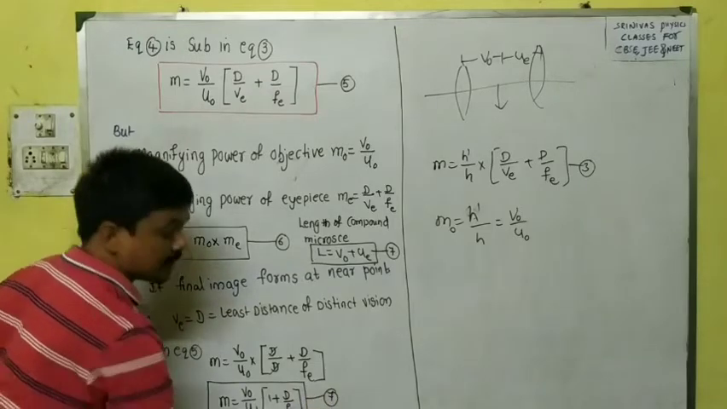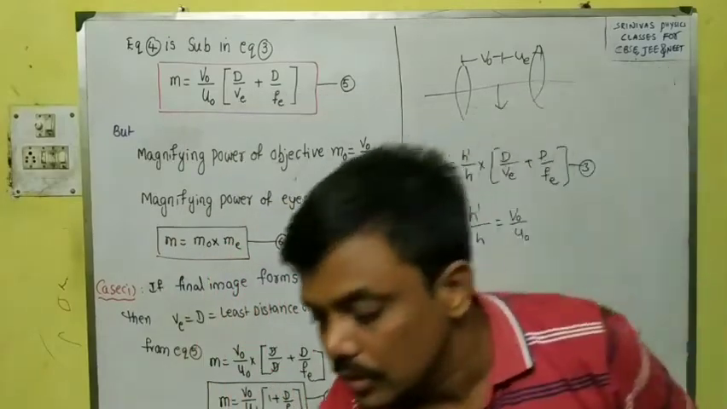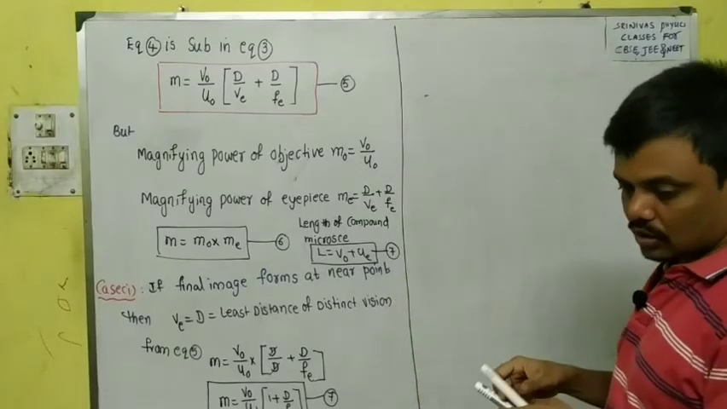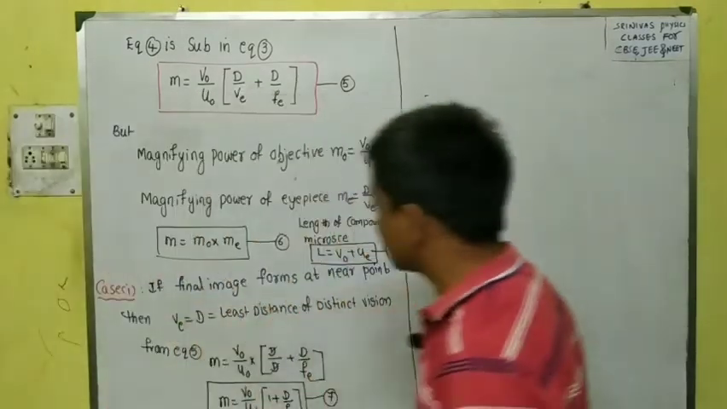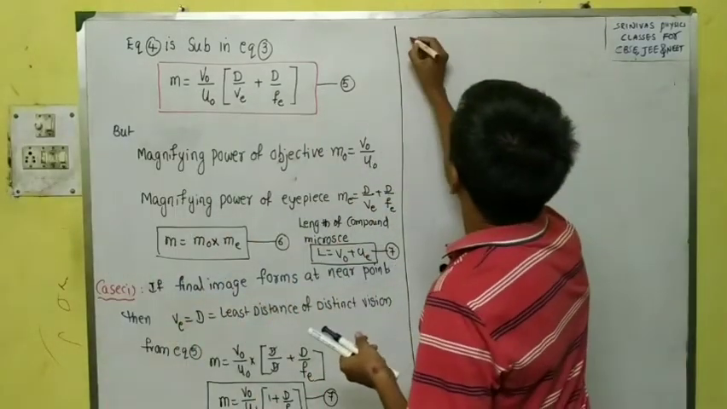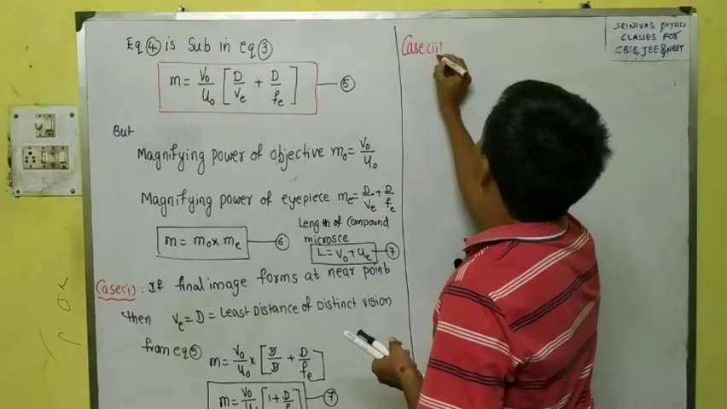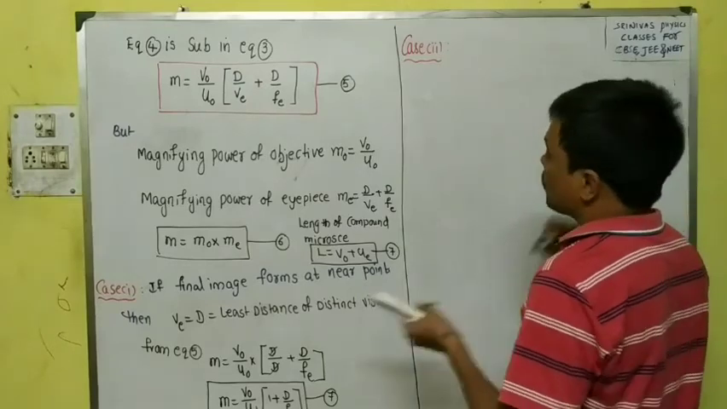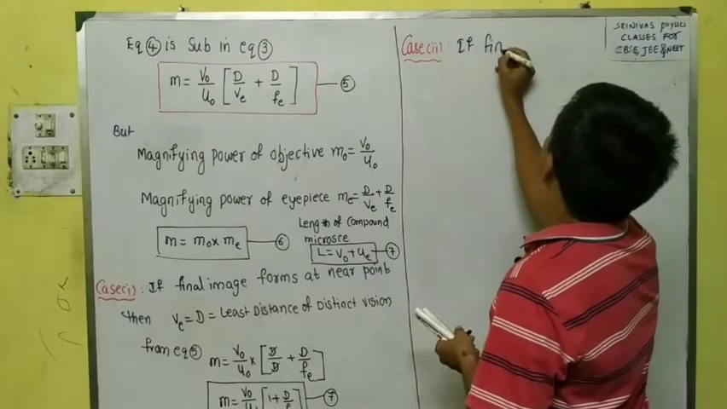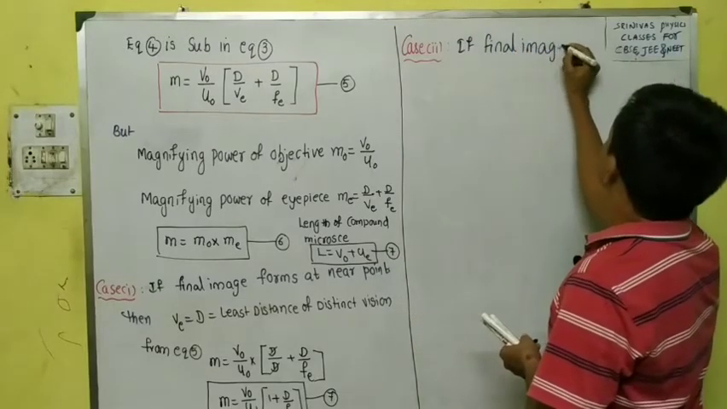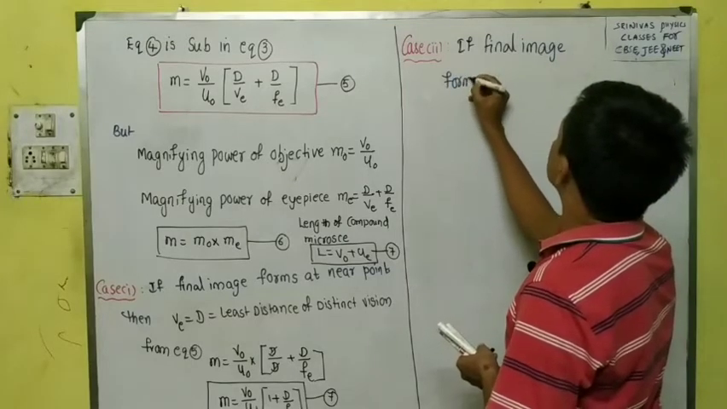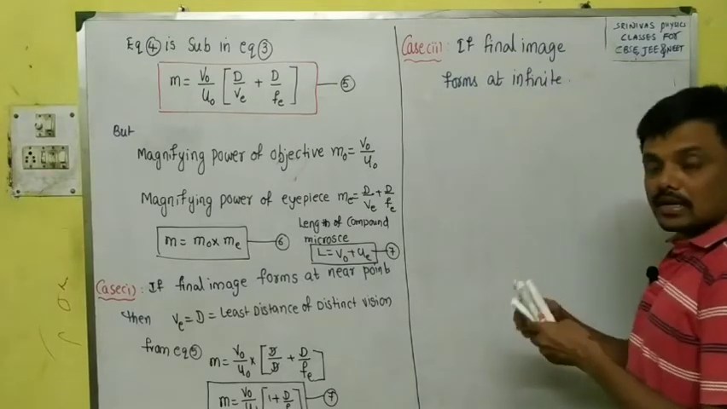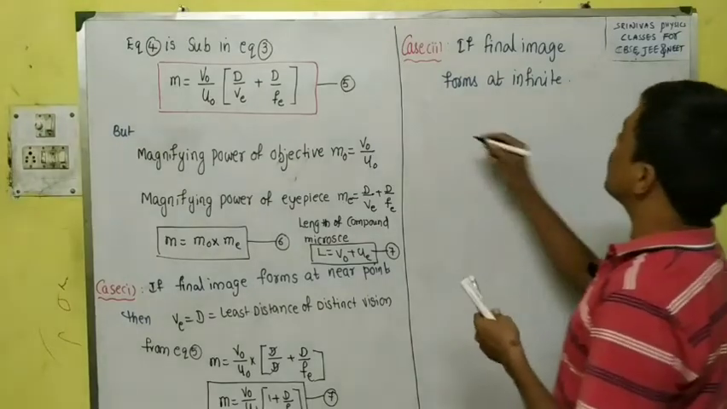This is equation 7. And the next, let us continue. If the final image forms at infinity, then what happens? Let us discuss case 2. Case 2 is when the final image forms at infinity. Then the final image distance should be equal to infinity.